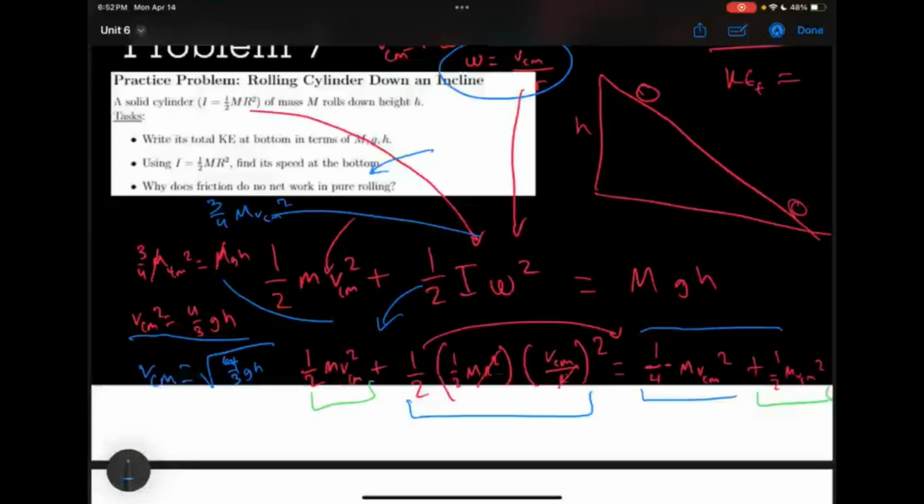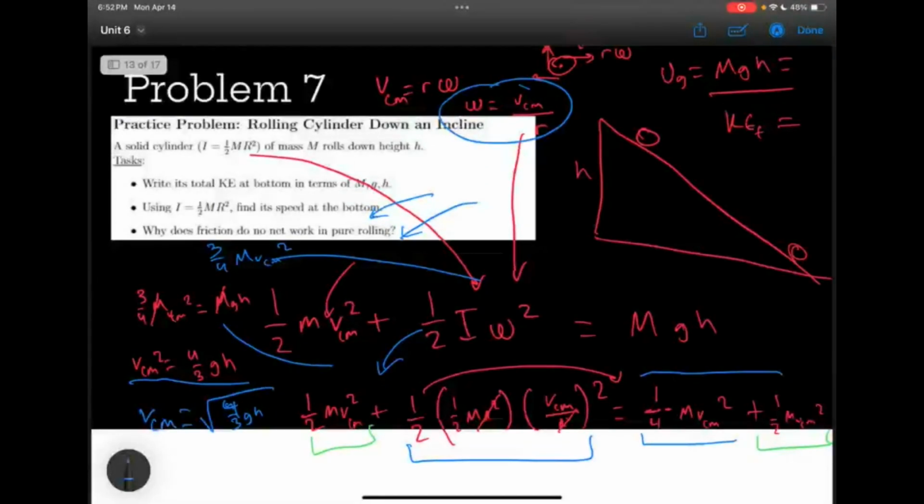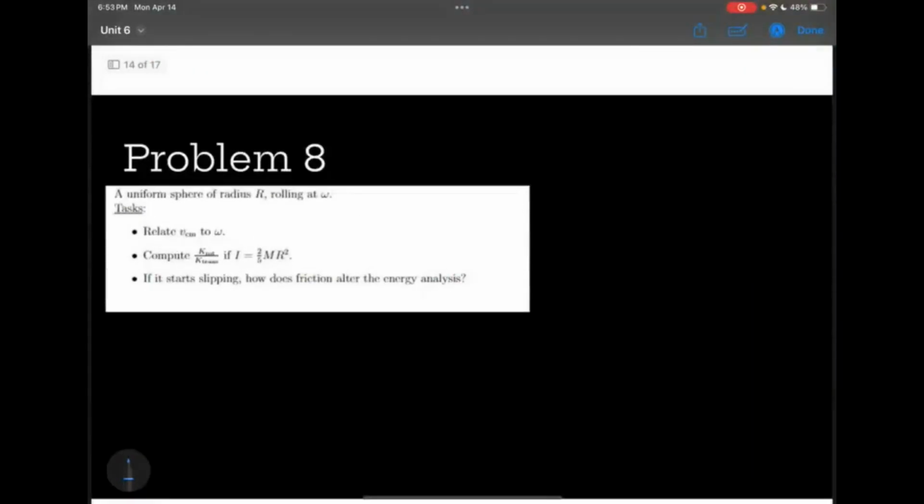And then the next question: why does friction do no net work in pure rolling? The reason is as we described before. The point in contact, as it's rolling without slipping, is instantaneously at rest, so it's not really moving. If we were rolling and sliding a little bit, then friction would be doing some work, because then this point is actually moving. Remember, work is equal to force times distance. So if that instantaneous friction force has 0 distance because the point is at rest, it'll be doing no work.